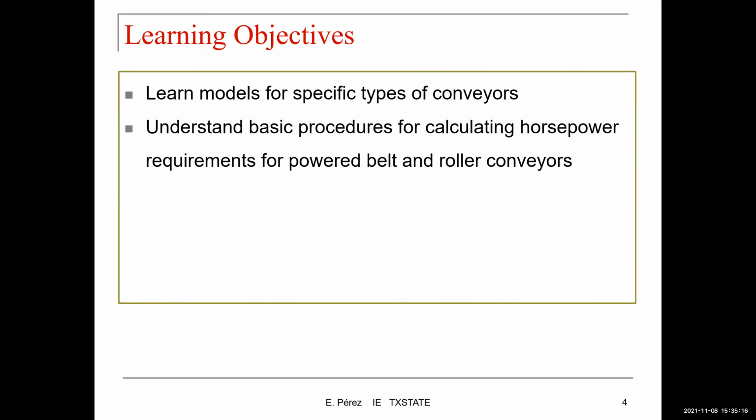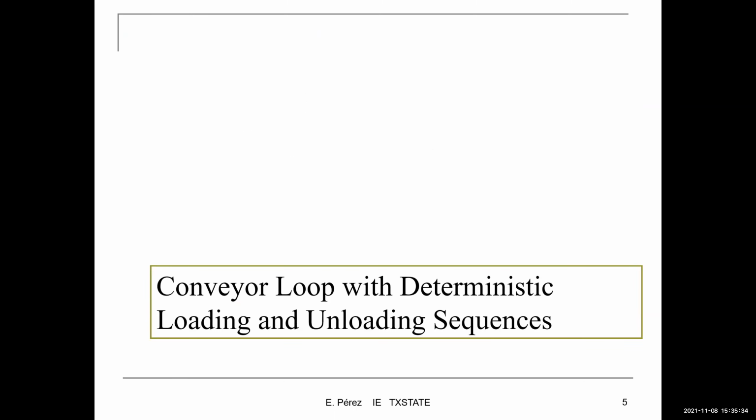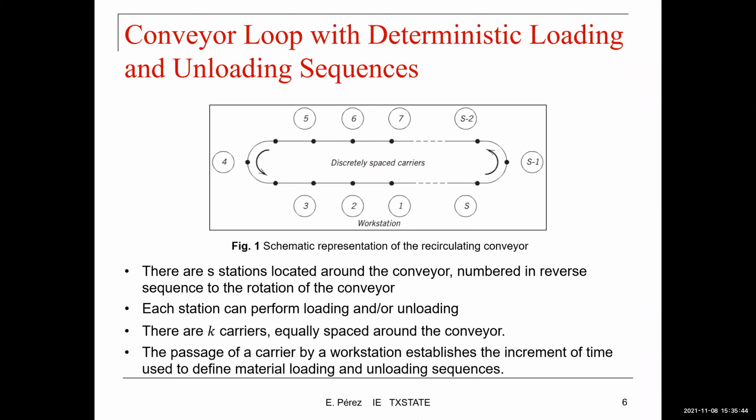So the learning objectives for this lecture 10 are to learn models for specific types of conveyors and also to understand the basic procedures for calculating horsepower or speed requirements for power belt and roller conveyors. So let's look at what we did on Wednesday. We were looking at these conveyor loops with deterministic loading and unloading sequences.